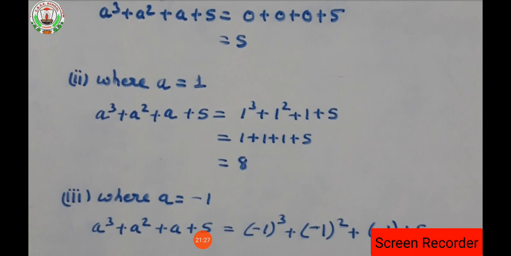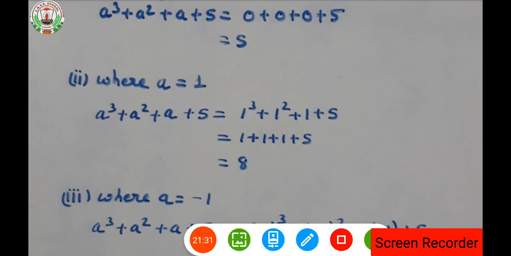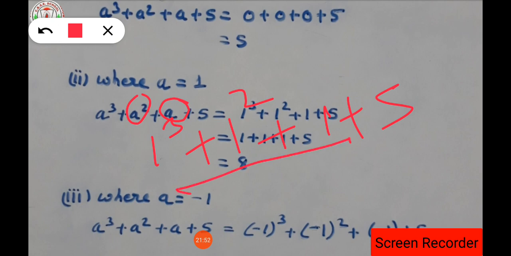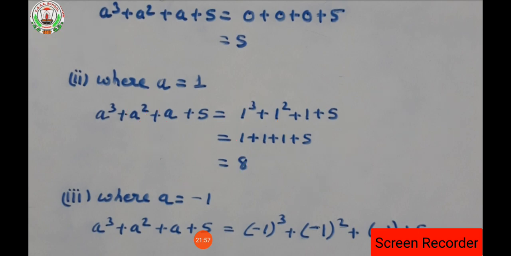What we have to do? We have to keep the value of a as 1. So in place of a cube it will be 1 to the power 3, plus a square becomes 1 to the power 2, plus a becomes 1, and 5 does not have any a, so it will stay 5 itself. Now 1 plus 1 plus 1 will be 3, and 3 plus 5 will be 8. So we will get the result as 8.